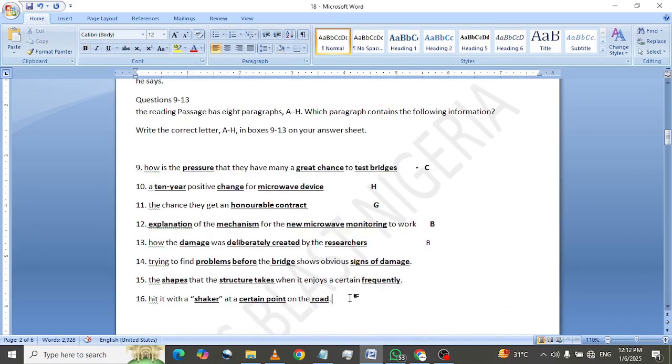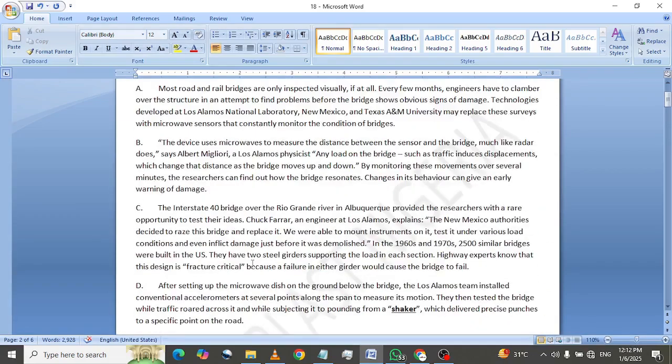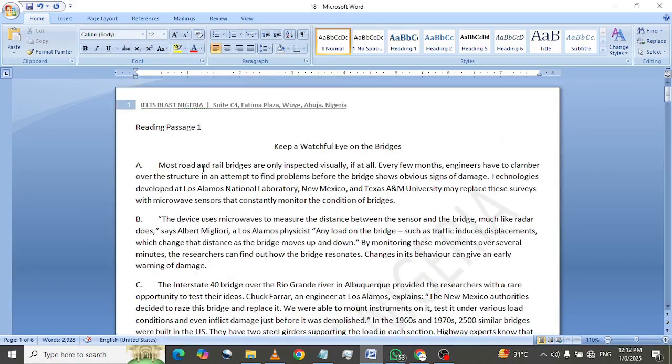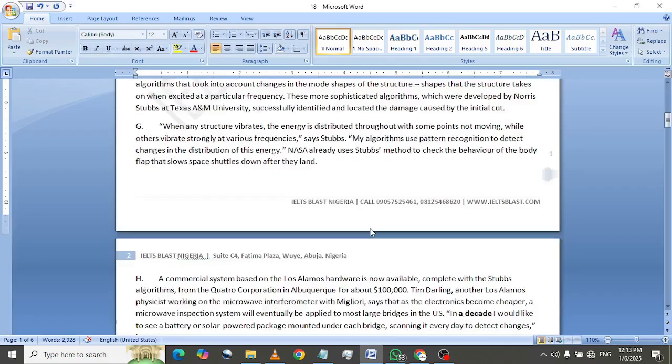The next one says try to find problem before the bridge shows obvious sign of damage. I think I saw something related to this in paragraph A, but let me verify. They said most road and rail bridges are only inspected visually, if not at all, every few months. Engineers have to climb over the structure in an attempt to find problem before the bridge shows up. This one is just so clear. So the answer here is A.